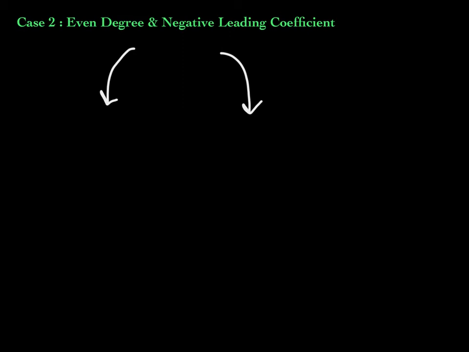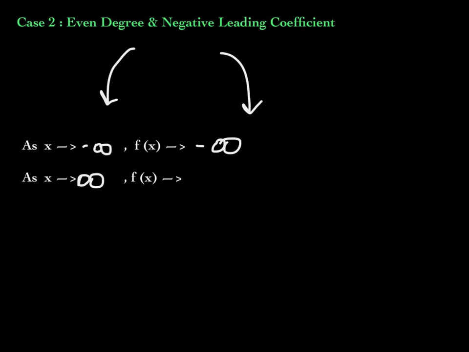So we write as x approaches negative infinity, that means as you let your x values get smaller and smaller and smaller forever to the left, the graph goes, f of x approaches negative infinity. Okay, and then as x approaches positive infinity, so as x values get larger and larger, your f of x values approach negative infinity. All right, let's go to the next case.